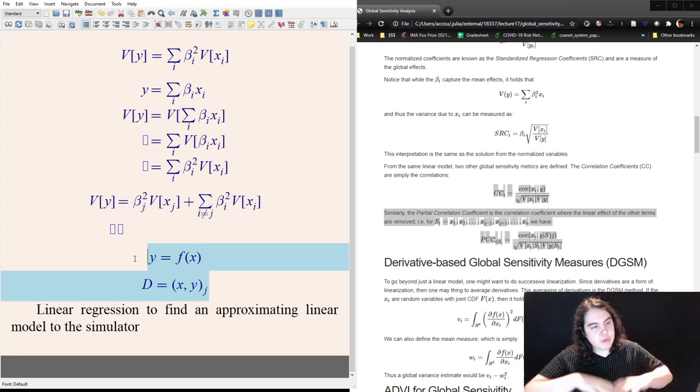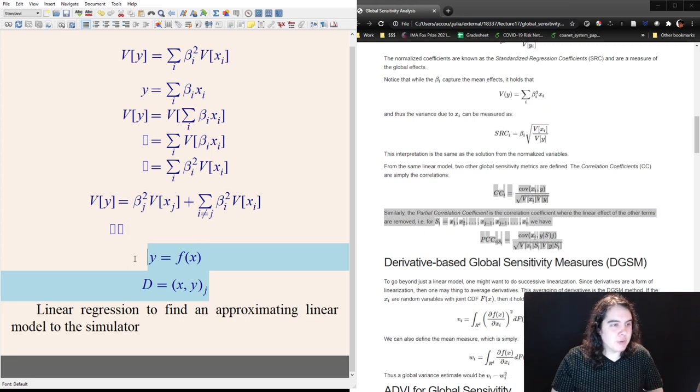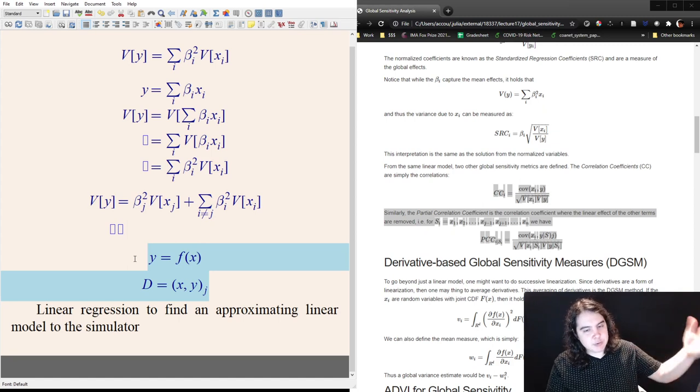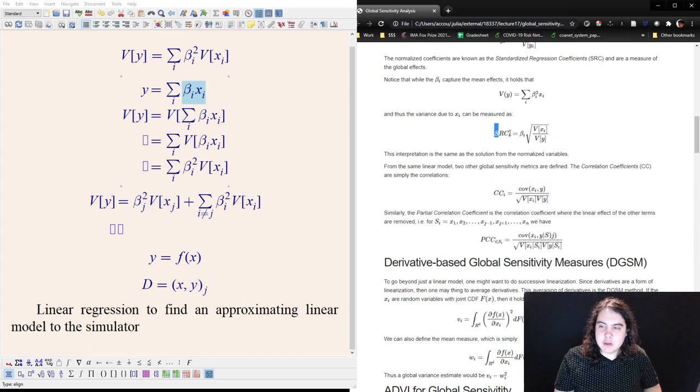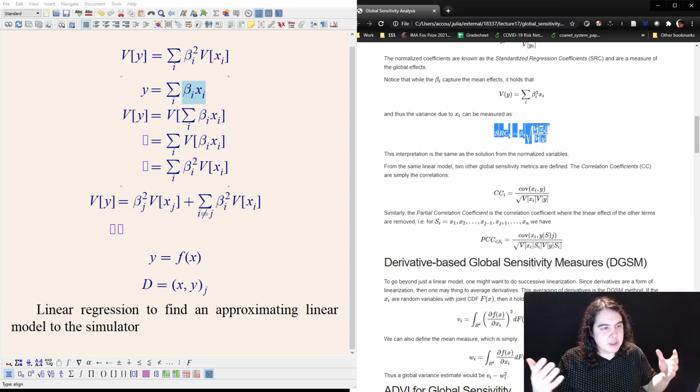It's going to tell you over all of the points that you sampled, where you sample a bunch of parameters from your space, you then get samples of what your yj to build your data set. After doing this linear regression, you have a sense of a global sensitivity. And these correlation coefficients, the SRC, give you some percentage values that tell you what percentage of the simulation changes are due to the change in parameter i.